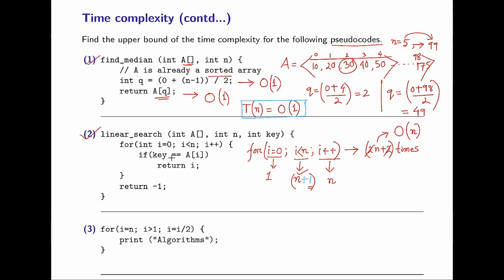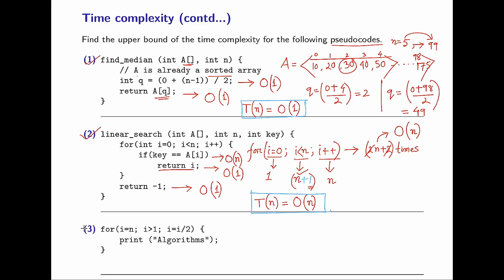Now you see, if key equal to a[i], if this condition is true, then we will return i, right? So how many times will this condition be checked? This condition will be checked big O of n times, right? When this condition is true, only then it will return, otherwise it will not return. So the return is not going to run n times, it is going to run only constant time. It will also be constant time. So if I add now in terms of big O, I will simply write big O of n, right? So this is our answer for question number 2.